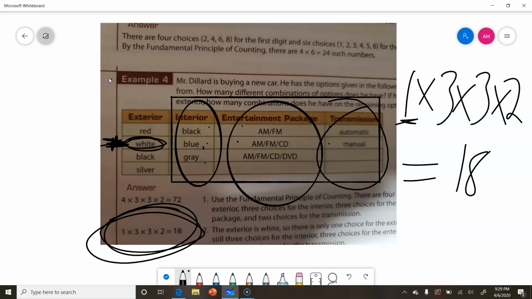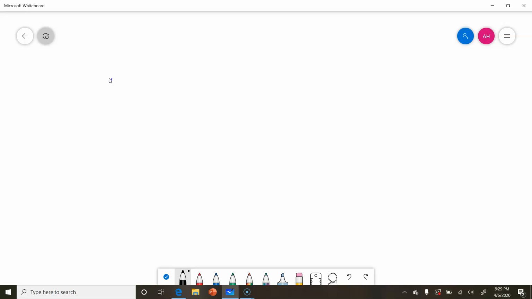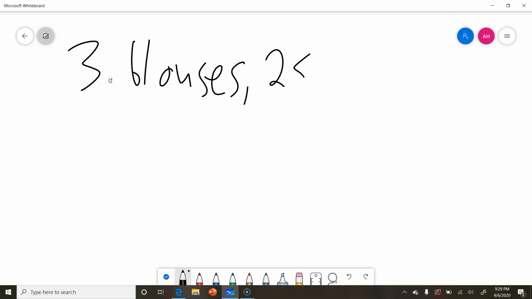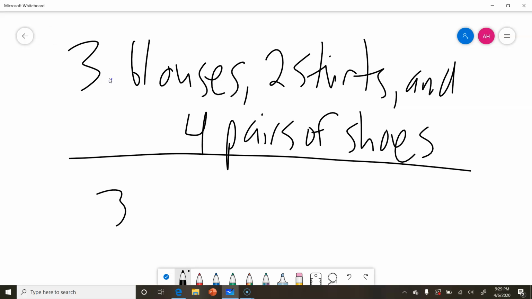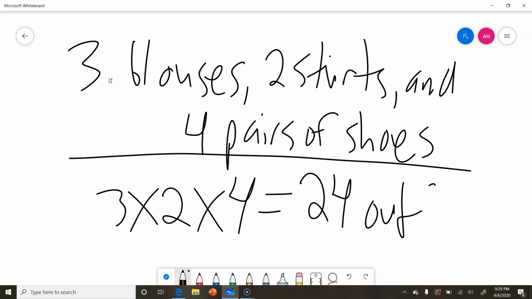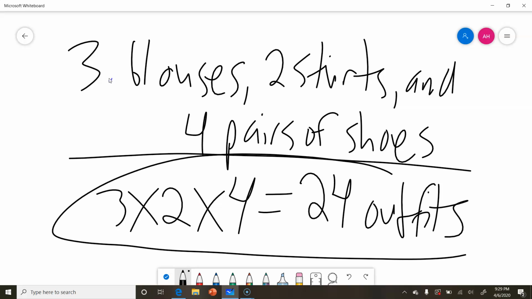Okay, so I'm going to write one more example down, and we'll be done and I'll tell you what the homework is. So this is the principle. If you have 3 blouses for you ladies, 3 blouses, 2 skirts, and 4 pairs of shoes. That leads to this: 3 times 2 times 4, which is 24 outfits, right? So that's the principle right there. You just do the bin times the bin, and you get the total, okay?